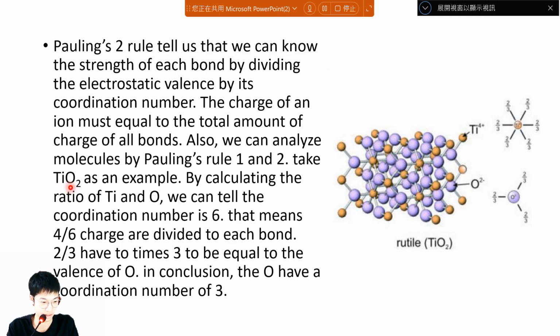Take titanium oxide as an example. By calculating the ratio of titanium and oxygen, we can tell that the coordination number is 6. So that means 4/6 charge is divided to each bond. 4/6 is equal to 2/3. 2/3 has to be multiplied by 3 to equal the valence of oxygen, which is 2. So in conclusion, the oxygen will have a coordination number of 3. That means titanium will have 6 bonds and oxygen will have 3 bonds. We can generally know what the molecule will be like by applying Pauling's rule.